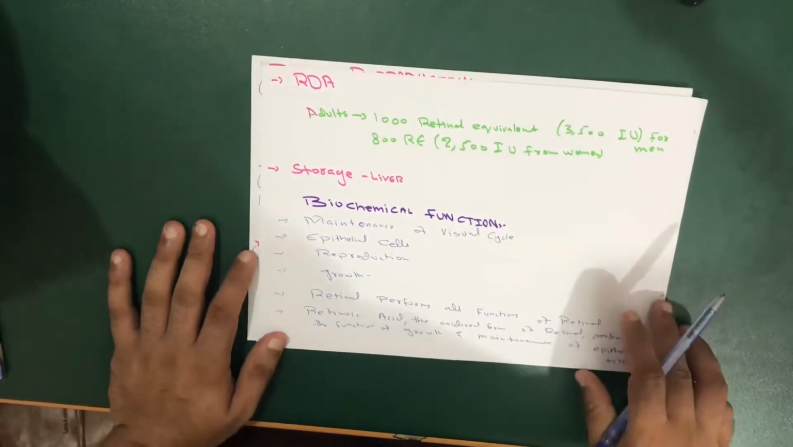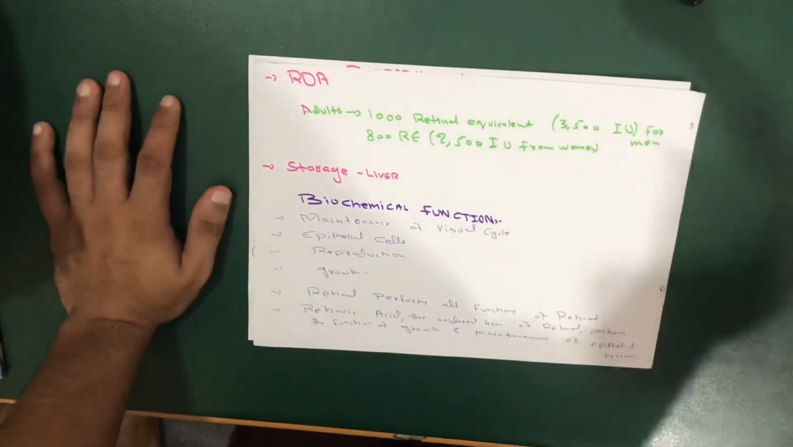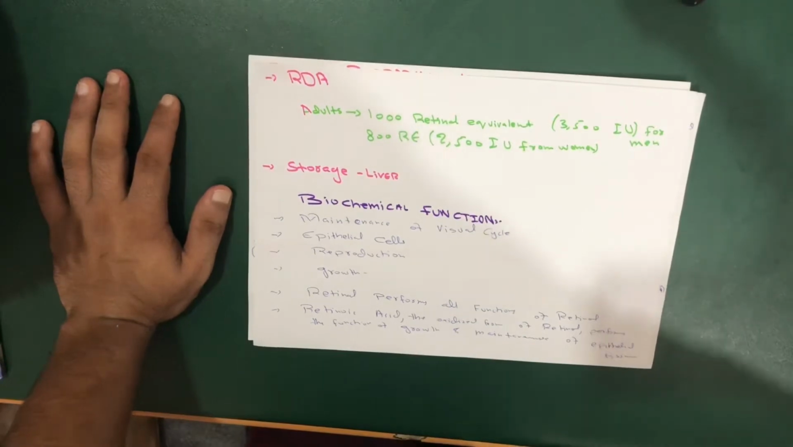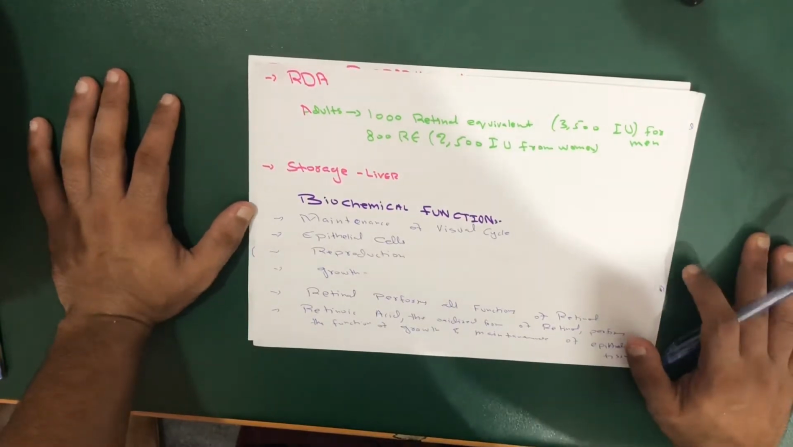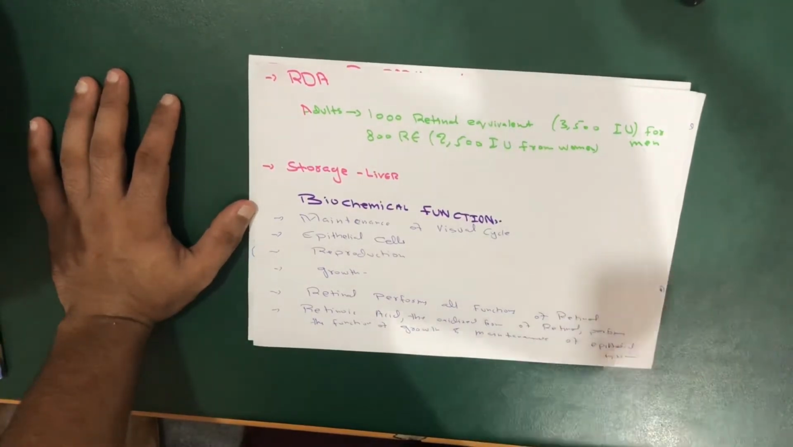And after absorption and transport, we are going to talk about its function in vision, or you can say in the vision of the human eye, all right? In our eye, which is also called the visual cycle. We are going to discuss the visual cycle, but later on.